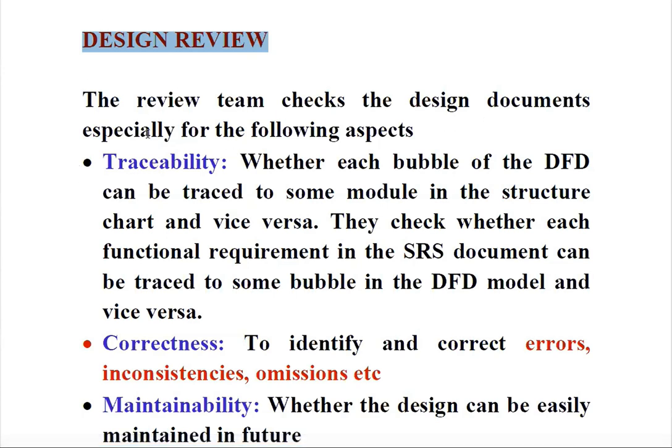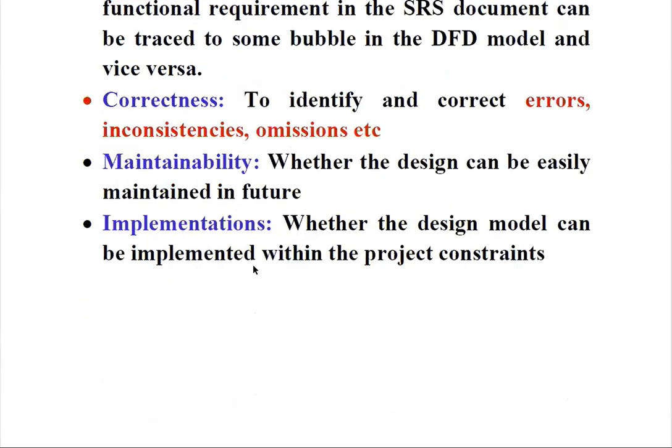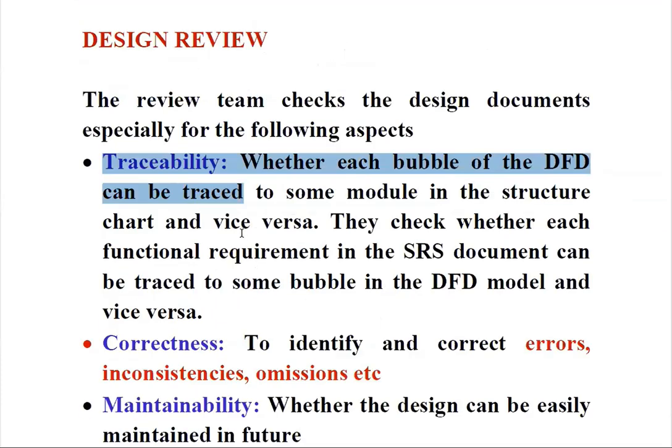The review team checks the design documentation for the following. Let us assume Ankita has designed something and I am supposed to review it. How to review? Both should be knowledgeable. So what are the metrics? I have to see traceability as one metric, then correctness, maintainability, implementation. These are a few things I have to see to validate the design.